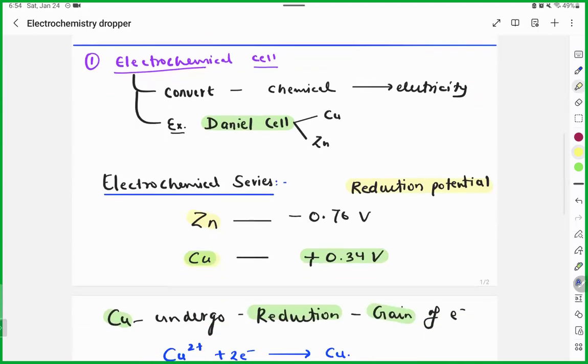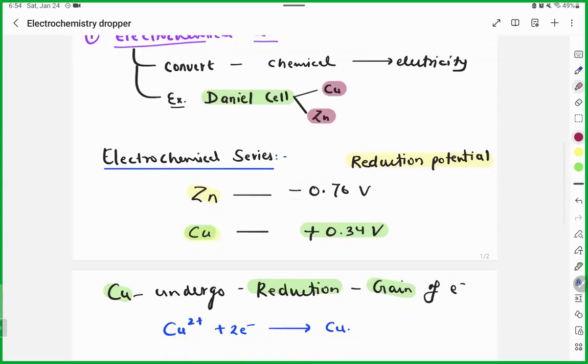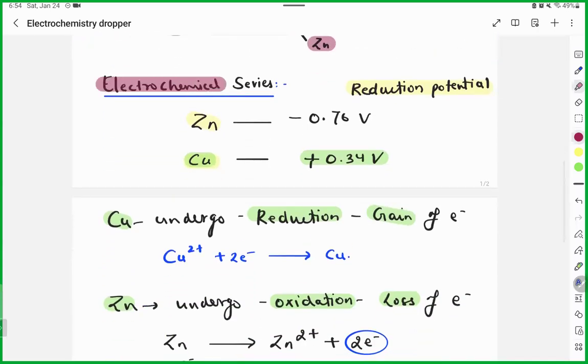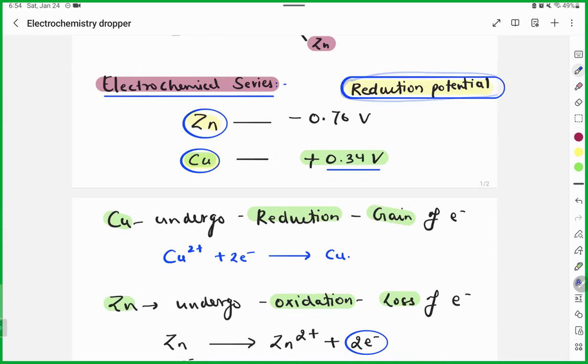An electrochemical cell example is the Daniel cell, a cell that contains two components, copper and zinc. If we consider the electrochemical series and take these two elements, zinc and copper, then copper, according to this series, has plus 0.34 volt, meaning more value. And what are these values? These values are known as reduction potential.